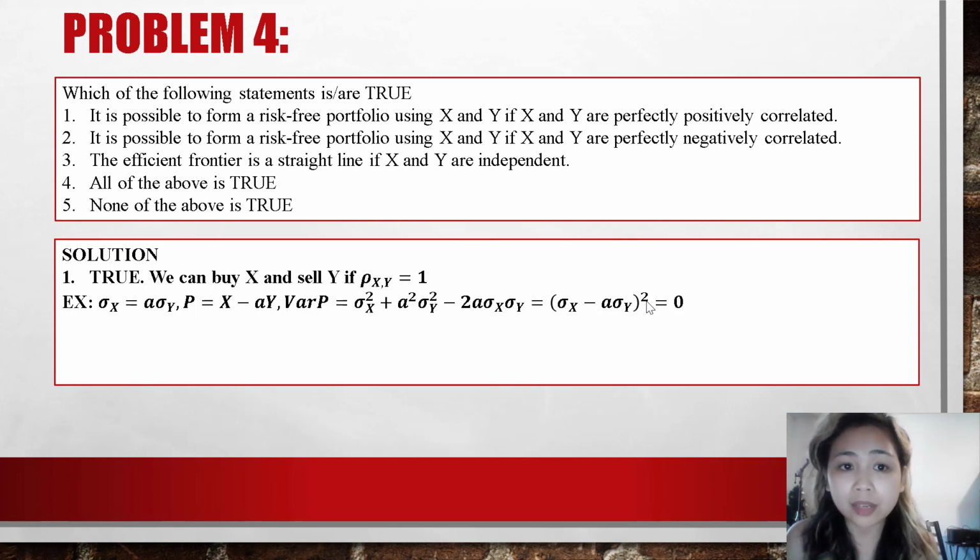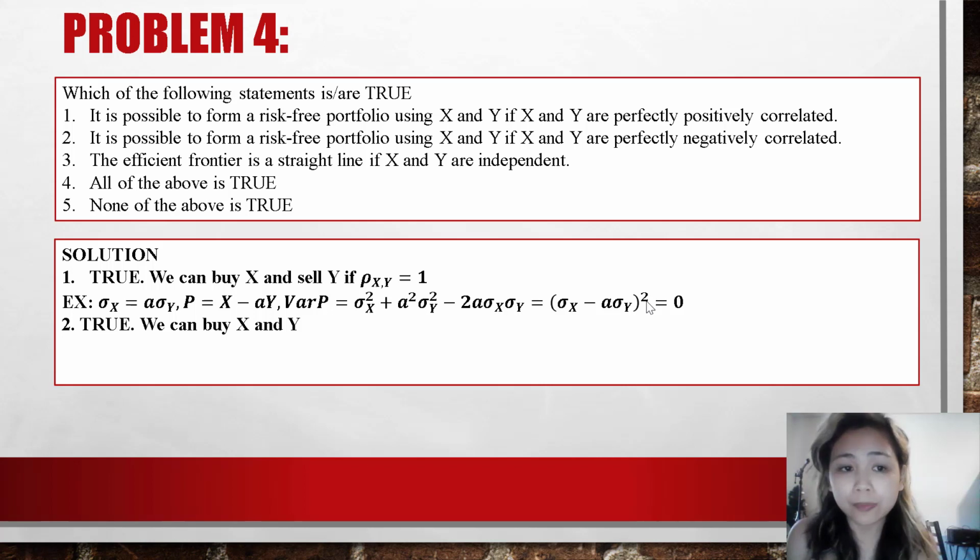So we have formed a risk-free portfolio. Risk-free means volatility is 0. That's it. Alright, so similarly, if X and Y are perfectly negatively correlated, that means rho of X and Y is -1.